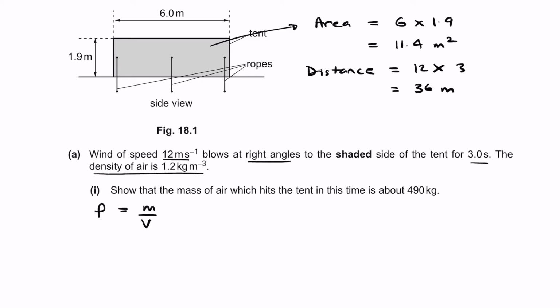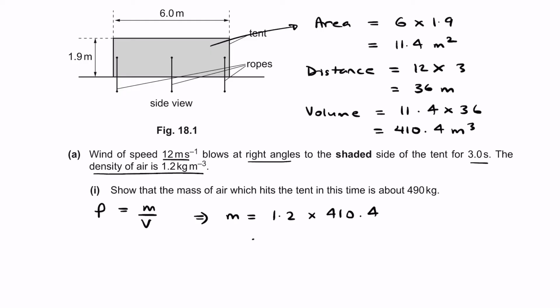So that means we can figure out the volume from these two numbers, 11.4 times 36, and that gives me a value of 410.4 meters cubed. So I've got my volume and I've got my density. I can work out the mass by simply doing 1.2 times 410.4, and it gives me an answer of 492.48 kilograms, which is 490 kilograms to 2 SF. So not too bad.